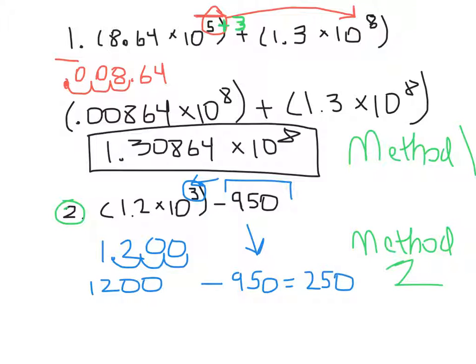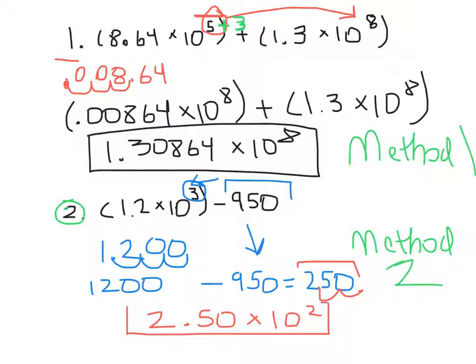And with that 250, we need to put our final answer in scientific notation. So we'll move the decimal over 1, 2 spaces to the left. 250 was a large number and it was bigger than 1, so that means that our exponent or our power would be a positive 2. So 2.50 or just 2.5 times 10 to the 2nd would be your answer.